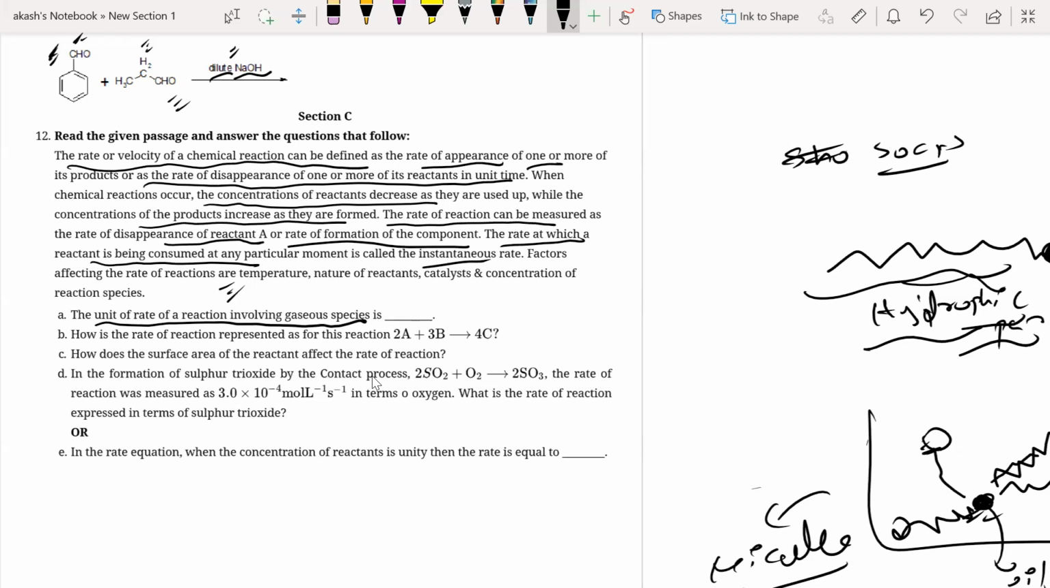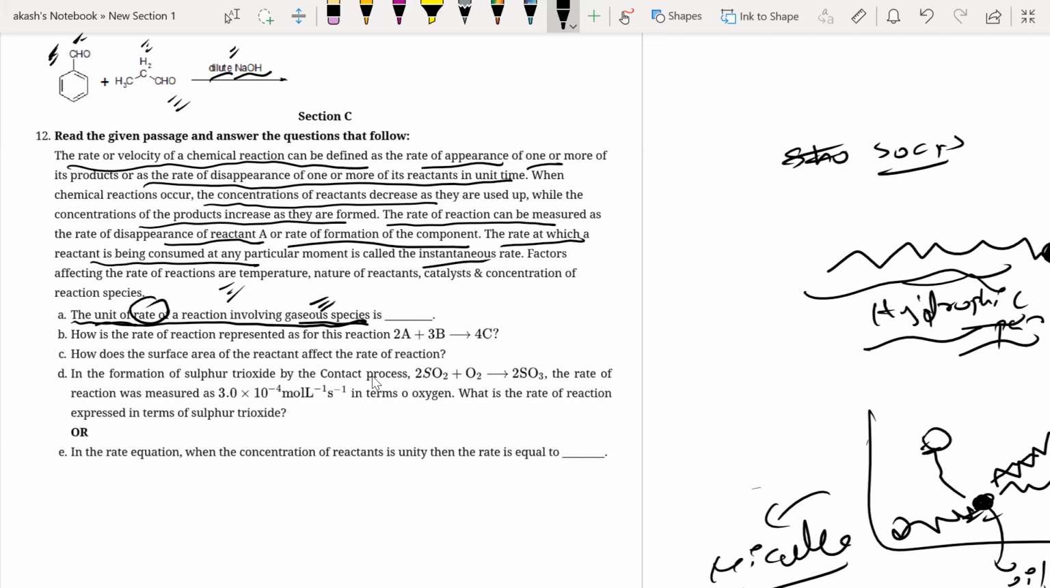Right. So the unit of rate of a reaction. Oh, they are asking unit only. Okay. They don't have anything to do with order. Now look at these people. They're asking unit of rate, not the rate constant. I thought it was the rate constant. They're asking you what is the unit of rate involving gaseous species.